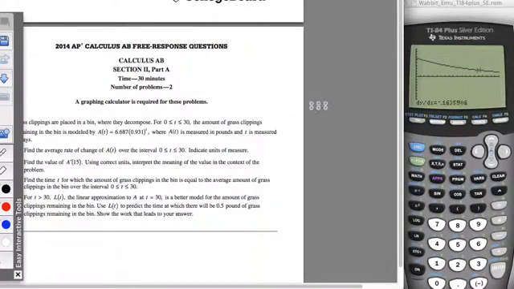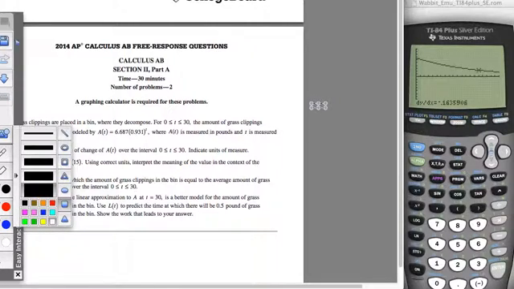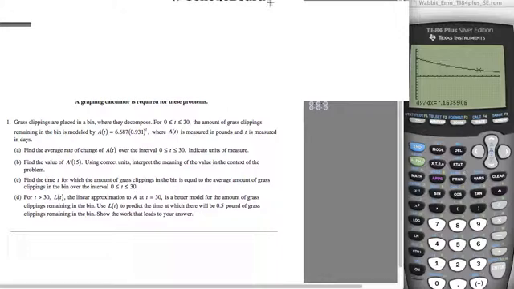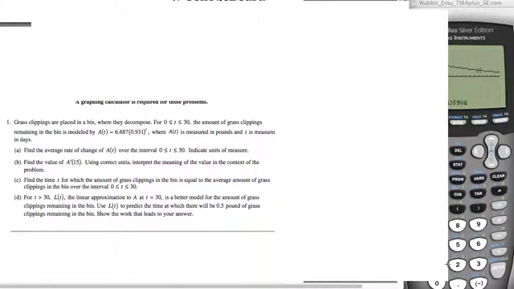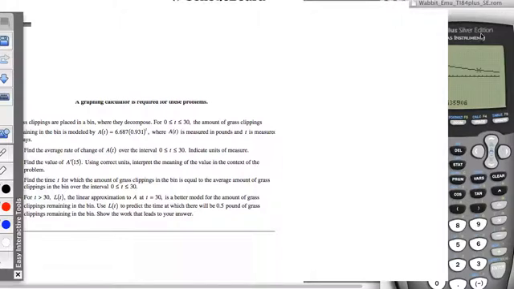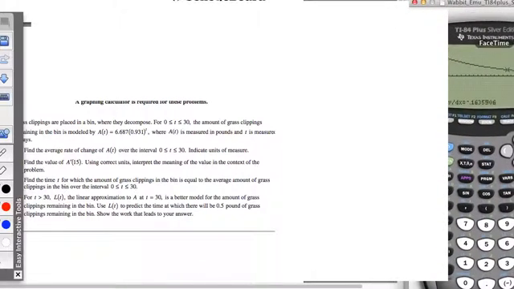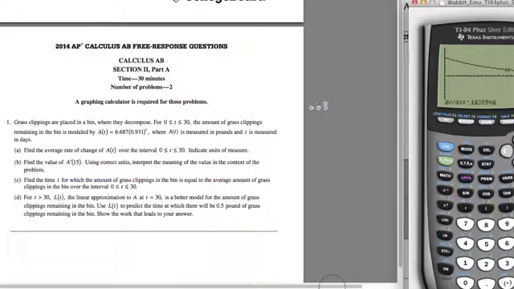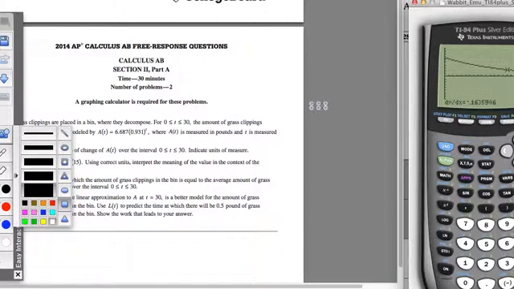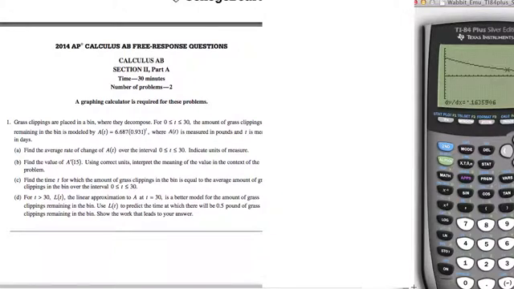Let's move on to C. Redraw the space. C says find the time for which the amount of grass clippings in the bin is equal to the average amount of grass clippings in the bin. So in other words, we have to figure out when our graph reaches a certain value, right? When is this graph going to hit the average amount in the bin? Well, the first thing we want to do is find the average amount in the bin. And I'll redraw this rectangle so that I have a little bit more room to see the calculator. All right.